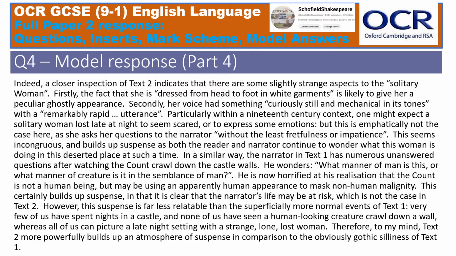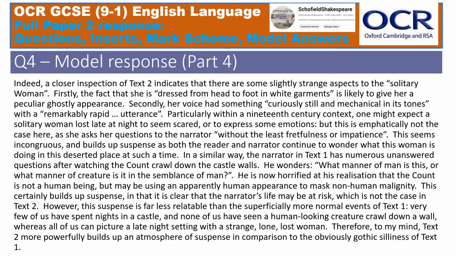Indeed, a closer inspection of text 2 indicates that there are some slightly strange aspects to the solitary woman. Firstly, the fact that she is "dressed from head to foot in white garments" is likely to give her a peculiar ghostly appearance. Secondly, her voice had "something curiously still and mechanical in its tones, with a remarkably rapid utterance". Particularly within a 19th century context, one might expect a solitary woman lost late at night to seem scared, or to express some emotions. But this is emphatically not the case here, as she asks her questions to the narrator "without the least fretfulness or impatience".